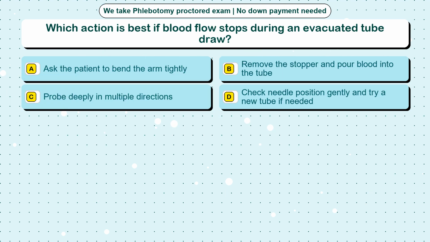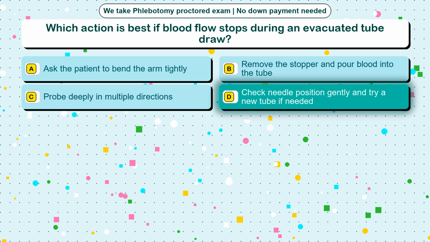Question 62. Which action is best if blood flow stops during an evacuated tube draw? Option A. Ask the patient to bend the arm tightly. Option B. Remove the stopper and pour blood into the tube. Option C. Probe deeply in multiple directions. Option D. Check needle position gently and try a new tube if needed.